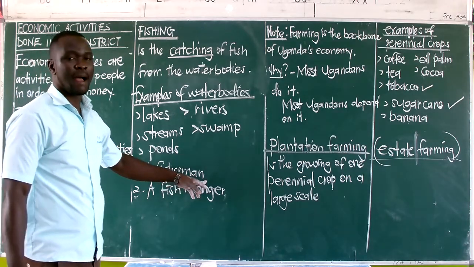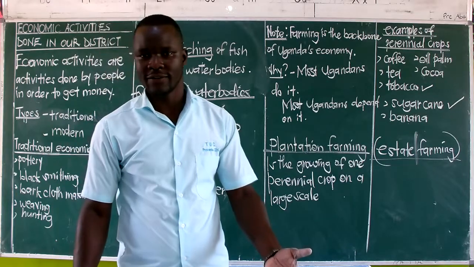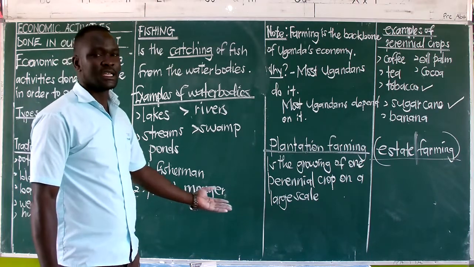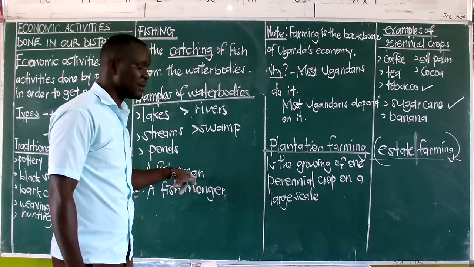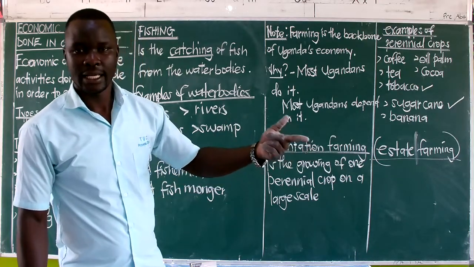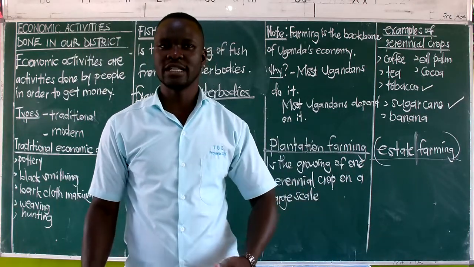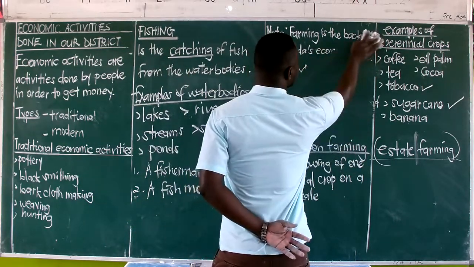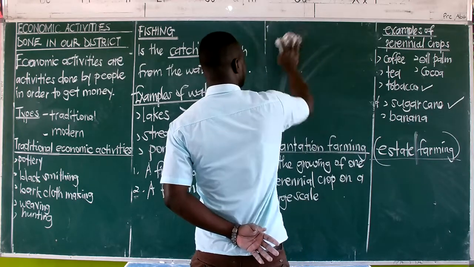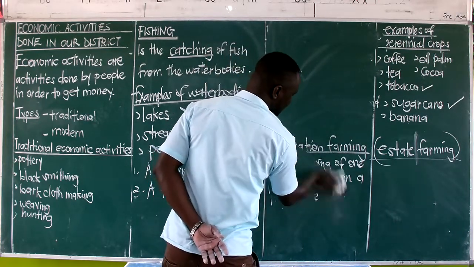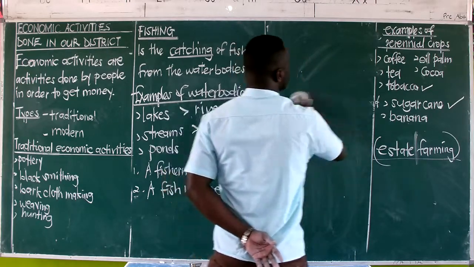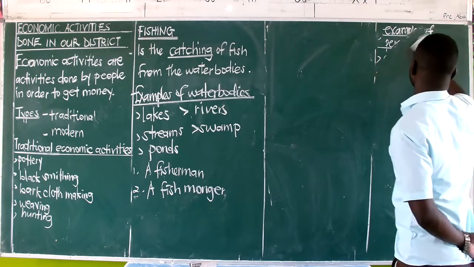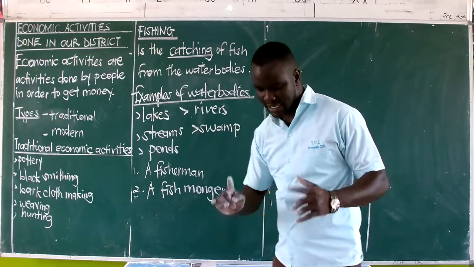A fisherman is a person who catches fish from the water body. Then a fishmonger is a person who buys fish from the fisherman and takes to sell to other people in order for him to get profits. So that is the difference between a fisherman and a fishmonger. A fisherman gets the fish from the water body, then sells those fish to a fishmonger, who will then sell them to the individuals in the markets. That is what we need to understand here.